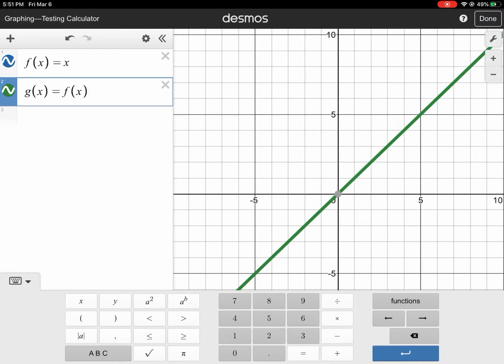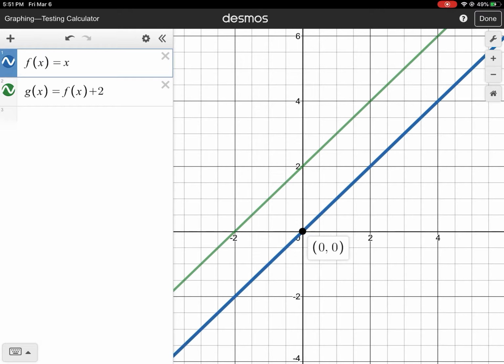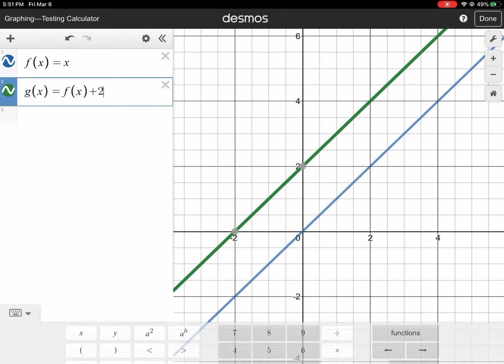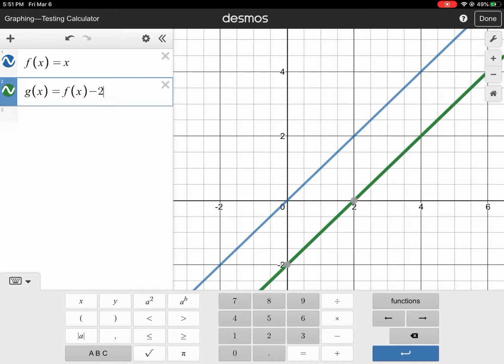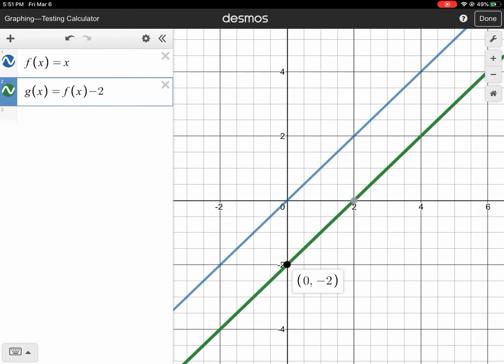Well, do you remember, if I do something to that green line, remember the green is the new one. Let's say I add 2 to it. Well, what happened to my line? Well, it was at 0, 0, and now it's at 0, 2. I have shifted my line up 2 units. Well, how could I shift it down 2 units? Well, if I put minus 2 on the outside, it makes it shift down, okay?